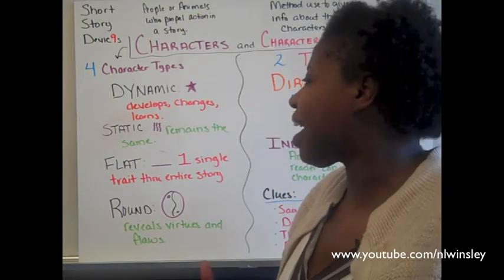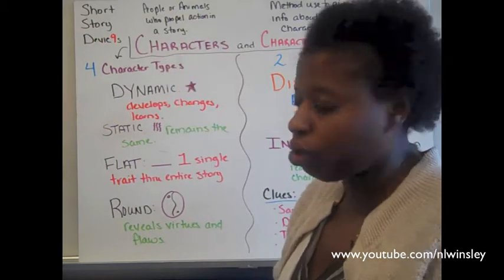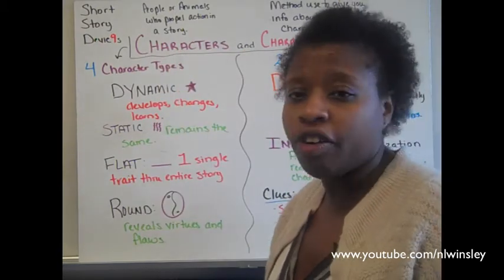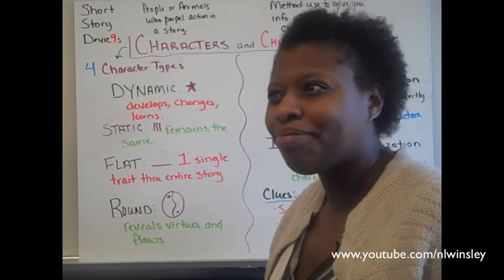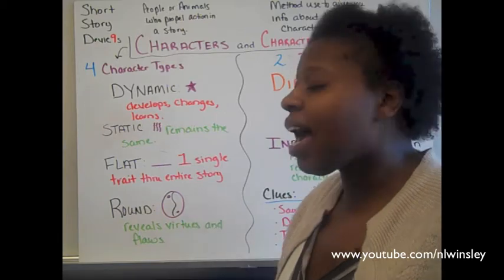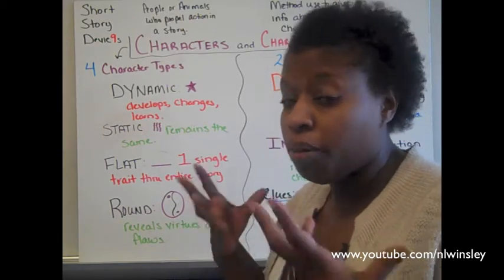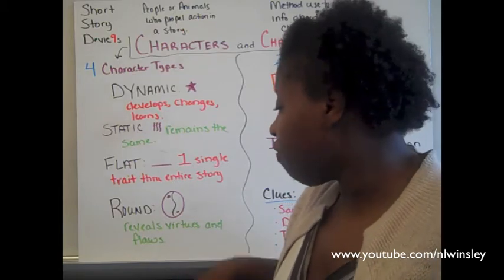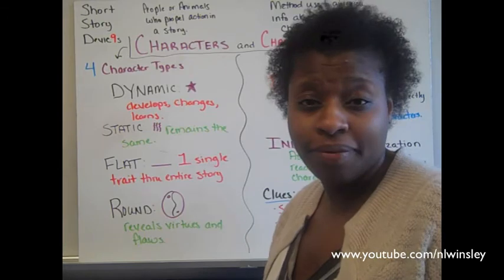You have the static character. They remain the same throughout the entire story. A flat character has one single trait they exhibit throughout the entire story. Kind of dull, sometimes can be exciting. And then lastly, you have a round character. A round character is the most transparent. They reveal both their virtues and their flaws.